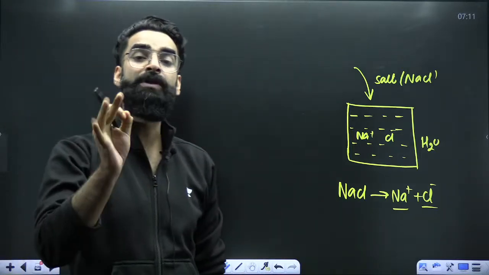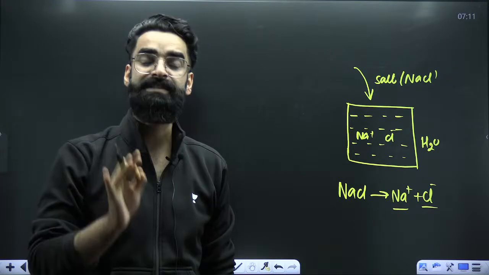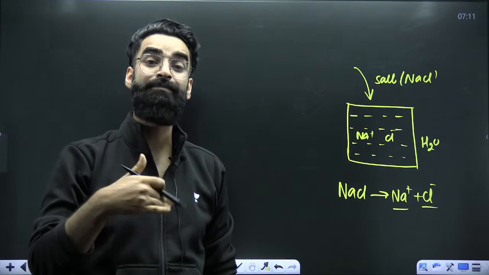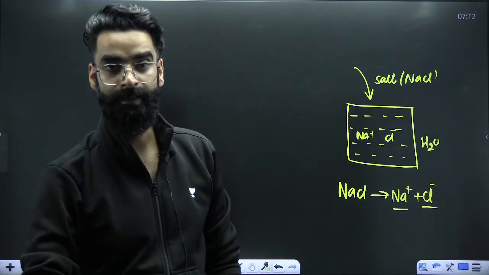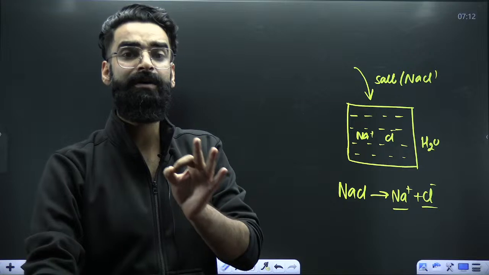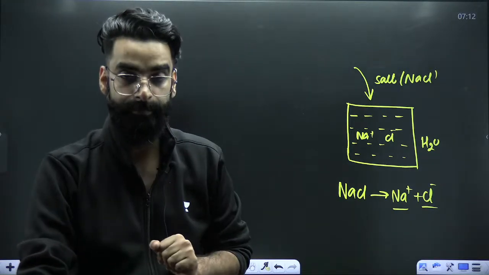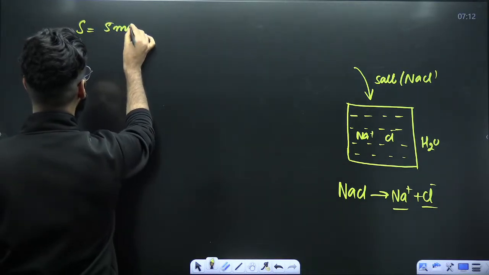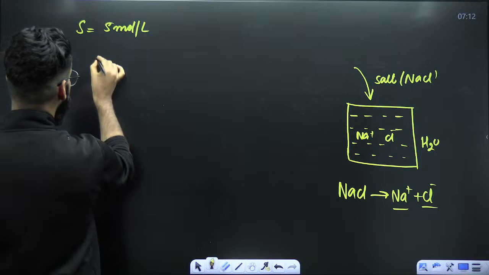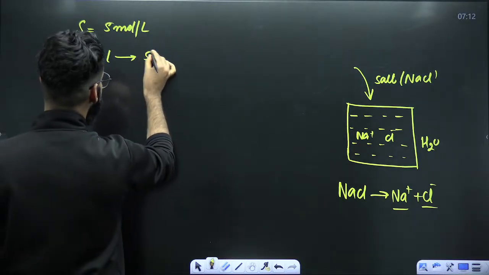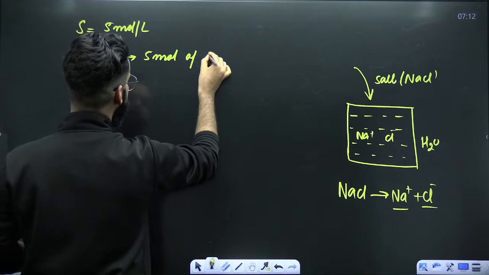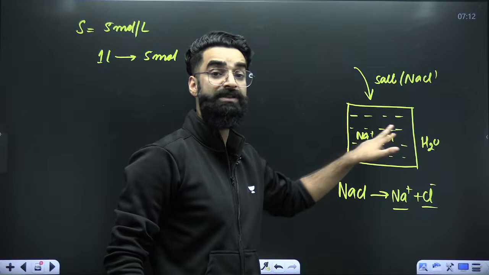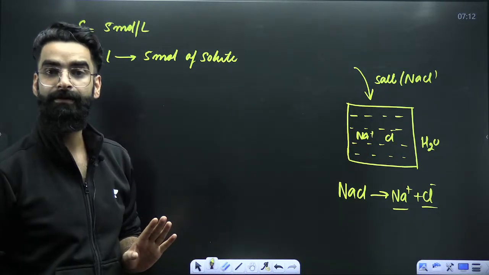The maximum moles of solute that can be dissolved in 1 liter of solution, the maximum moles of solute dissolved per liter of solution, that defines solubility. For example, if I say the solubility of the salt is 5 moles per liter, what does it mean? That means in 1 liter of solution, there are 5 moles of solute present.